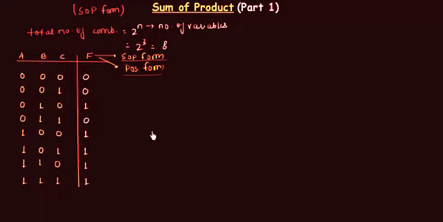POS form. The SOP form is written when the function is high. I will write the SOP form only when the function is high. So let's see when it is high. You can see for this case the value of f is 1, and it is when A is low, B is high, and C is low. In the same way, f is 1 for the last 4 cases.